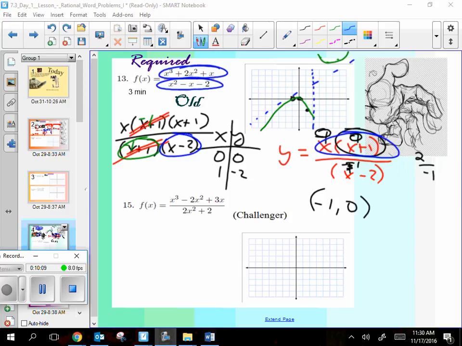So help me understand how I would divide these two. I get these canceled, but now I got this and this over this. How does that end up being? Oh, you use long division.